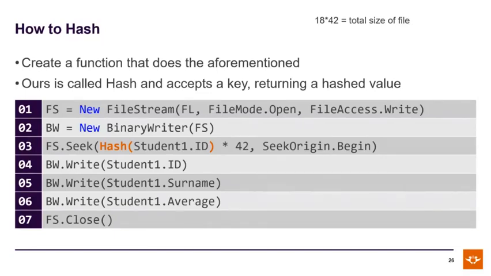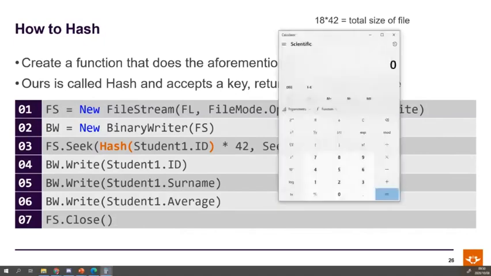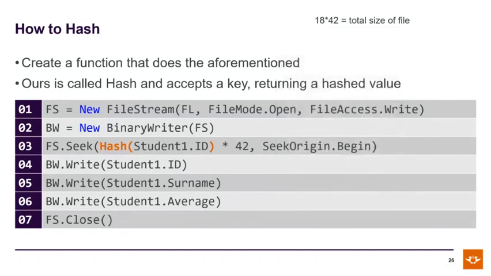Because we know the file is going to be, what would that be? Let's just quickly check. That is 18 times 42. So you're looking at 756 bytes. We can set the file size beforehand. We can tell it what we want the file size to be.